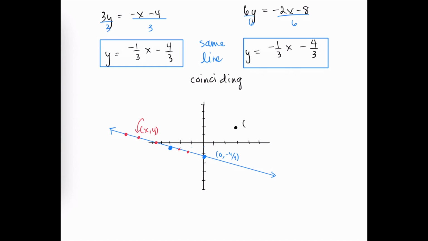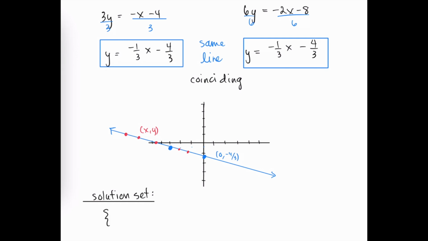So all xy ordered pairs that are on this line are solutions to the system. But notice that the xy ordered pair, let's say 3, 2, is not a solution to the system because it's not on the line. So while there are infinitely many solutions, not every ordered pair will work. So how do we describe this solution set? Since there are infinitely many solutions, we're going to use set builder notation.